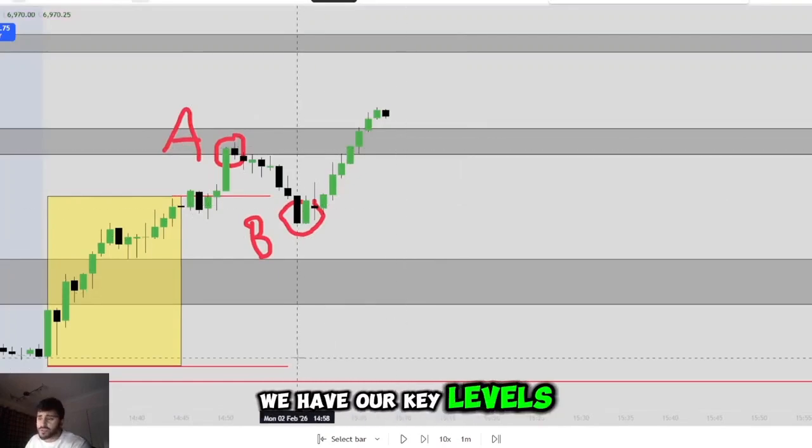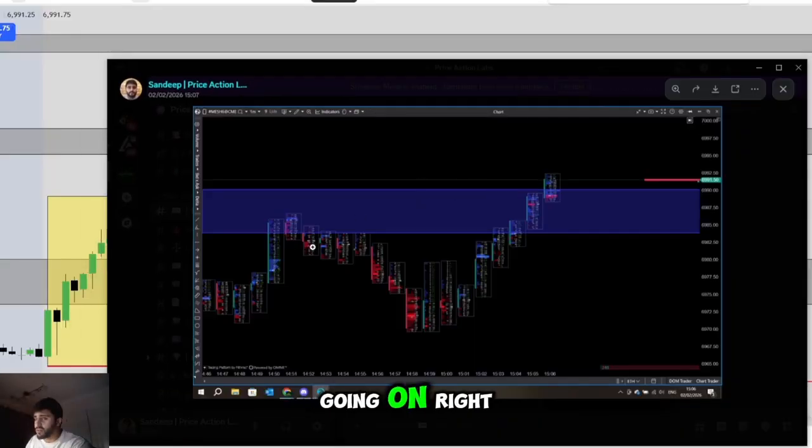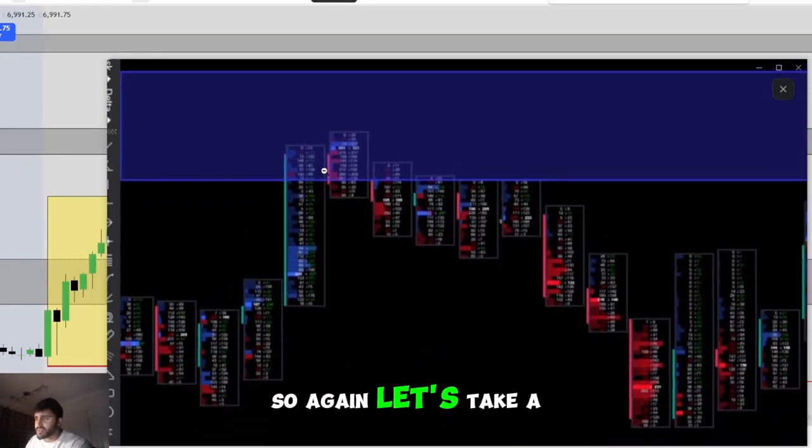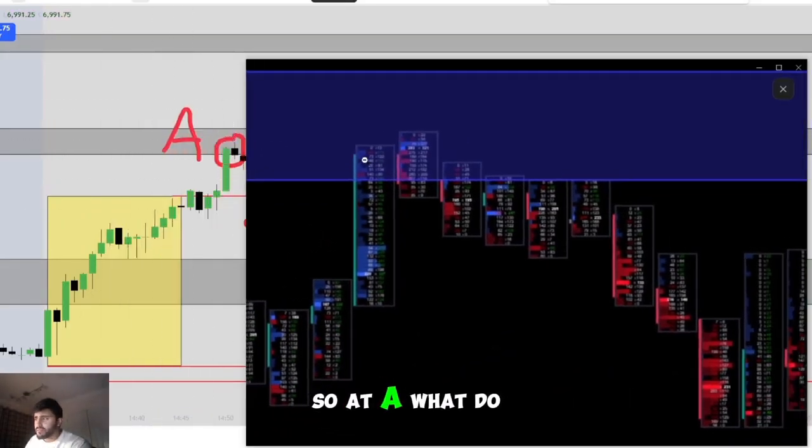Range, we have our key levels defined. We're now relying on order flow to tell us what's going on, right? So again, let's take a look at these rejections step by step. So at A, what do we see here?